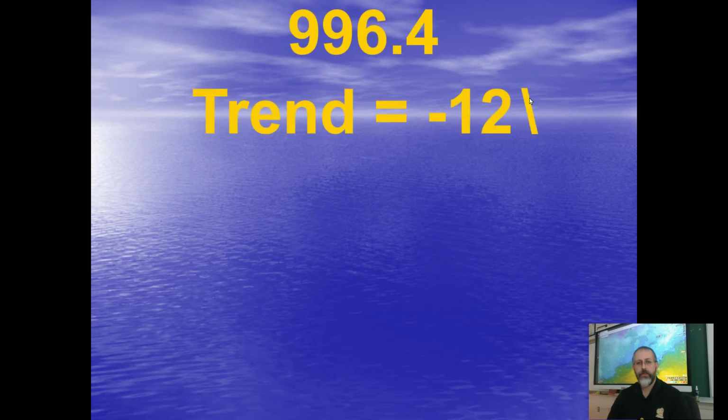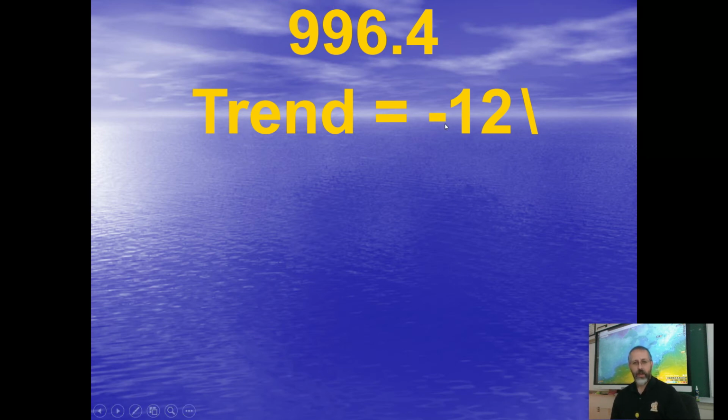Now, the pressure trend. It said the trend was minus 12 with a downward slant there. So what this tells us, and this is really important, because if the pressure is rising, usually that means better weather is coming. If the pressure is falling, maybe a storm is coming. It also tells us about what the wind's going to do.